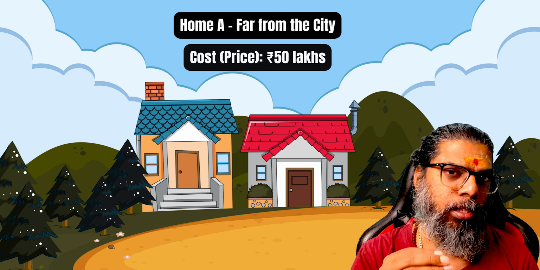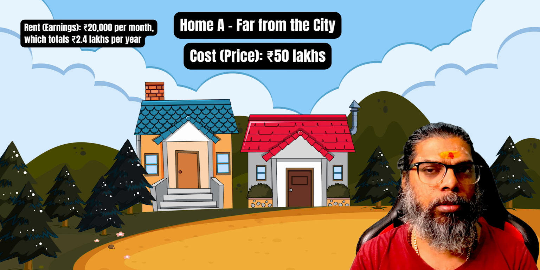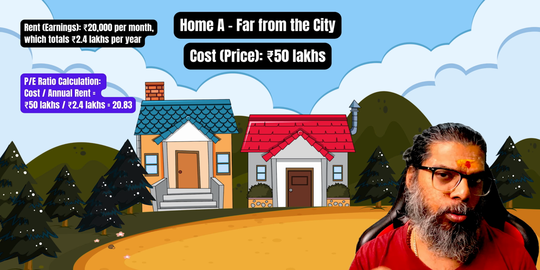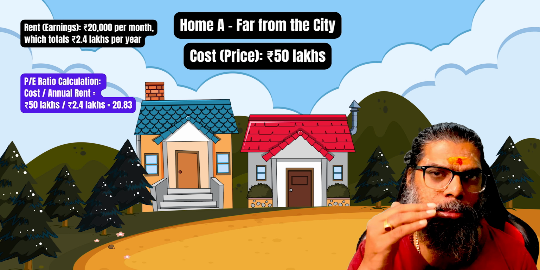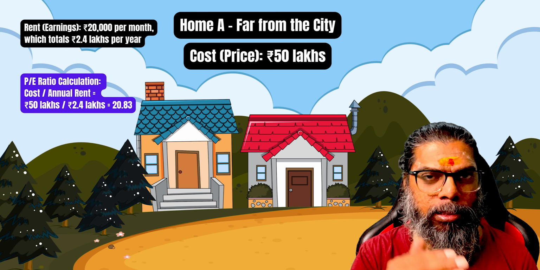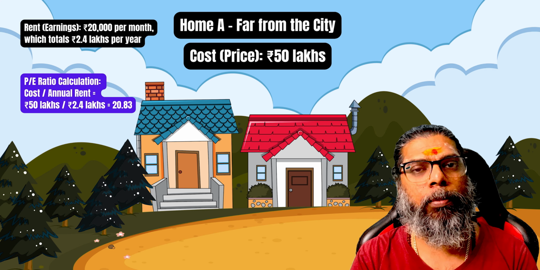Consider home A and home B. First we have home A, which is located far from the city center. The cost of home A is, assume, 50 lakhs, and it earns 20,000 rupees a month in rent, totaling 2.4 lakhs a year. To find the PE ratio, we divide the cost by the annual rent. For home A, it is 50 lakhs divided by 2.4 lakhs, which gives us a PE ratio of 20.83.